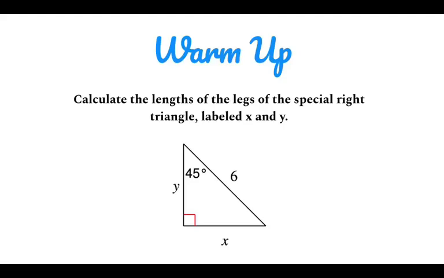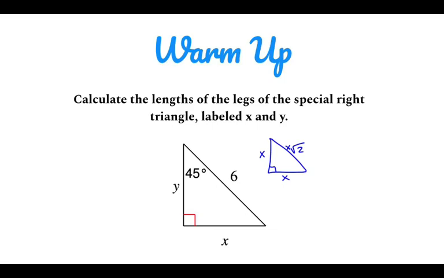Alrighty, so hopefully you got this warm-up done. Let's take a look at it. So for this one, we're looking for x and y, which are the legs of our 45, 45, 90 triangle. It doesn't matter which one you find first, because remember, for a 45, 45, 90, the setup is x, x, and square root 2 times x.